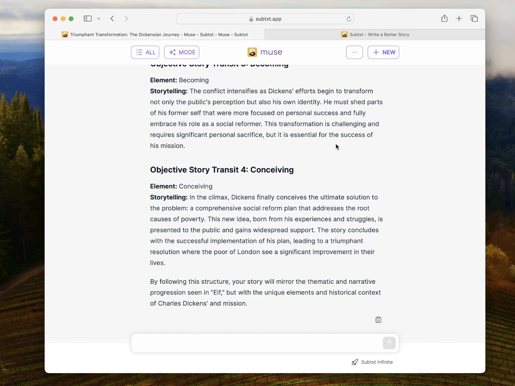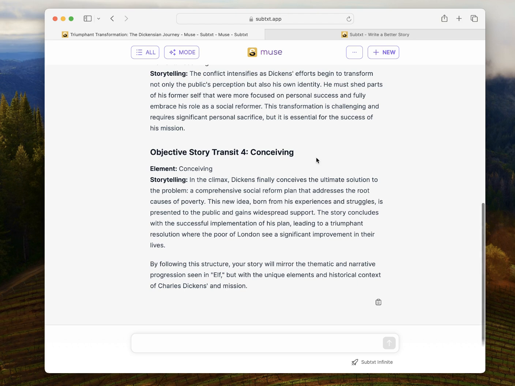So this would be the last act. In the climax, Dickens finally conceives the ultimate solution to the problem, a comprehensive social reform plan that addresses the root causes of poverty. This new idea, born from his experiences and struggles, is presented to the public and gains widespread support. The story concludes with the successful implementation of his plan, leading to a triumphant resolution where the poor of London see a significant improvement in their lives. All right, that is absolutely wonderful.